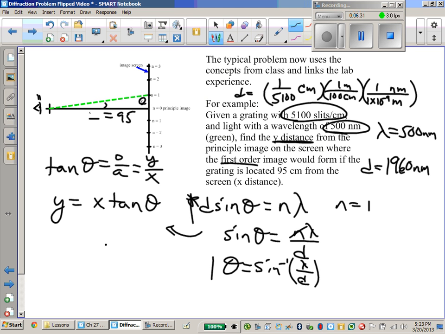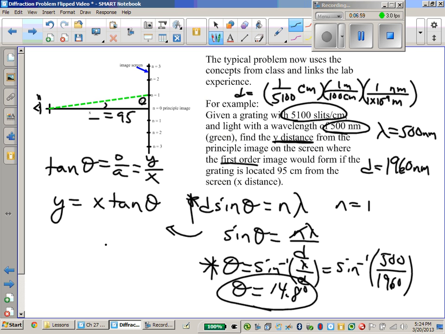So now I'm just about there. I'm looking for my theta. I'm going to take the inverse sine of lambda, which is my 500 nanometers, over my d, which is my 1960 nanometers. Again, because the units are the same, we can cancel, and now we're taking the inverse sine of a pure number, as we need to. Just be sure you're in degree mode. That's the other thing that often happens. People are doing calculus before or after my class, and they end up doing it in radian mode. This comes out to be 14.8 degrees, I think.